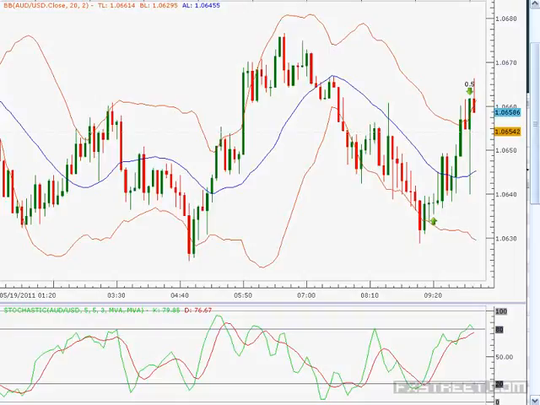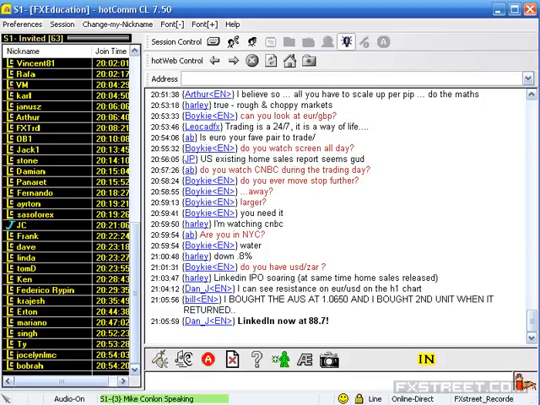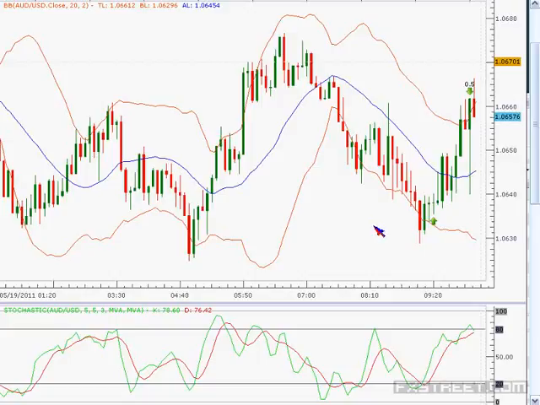Let's see here. Somebody bought the Aussie at 106.50, and he bought the second unit when it returned. Wow, LinkedIn opened at 88.7. That's interesting. I guess the IPO initial price was around 45. It's now at 88.7. It's like the old heydays of the IPOs of the tech stocks.